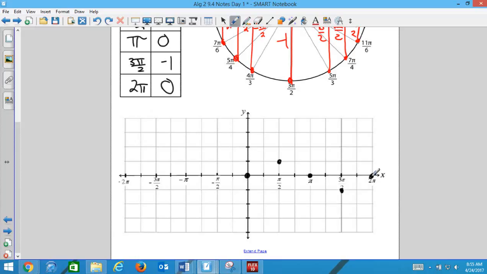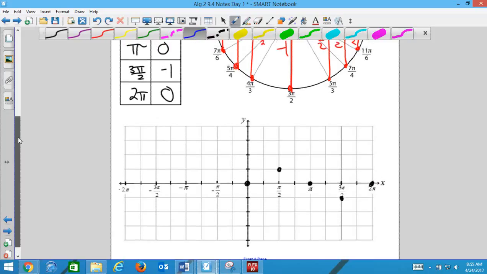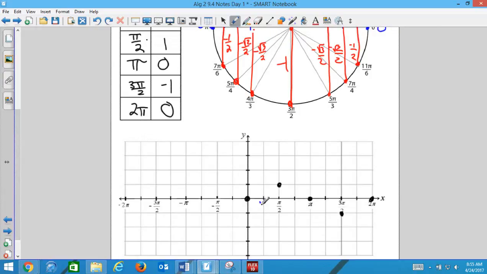Okay? And just this time, for assistance in graphing and seeing what this graph really looks like, we're going to also graph the pi over 4 values.